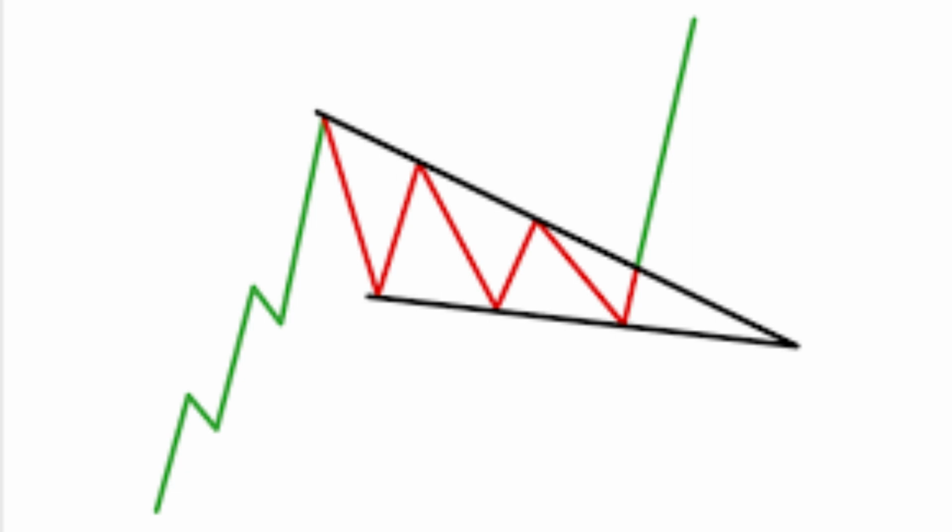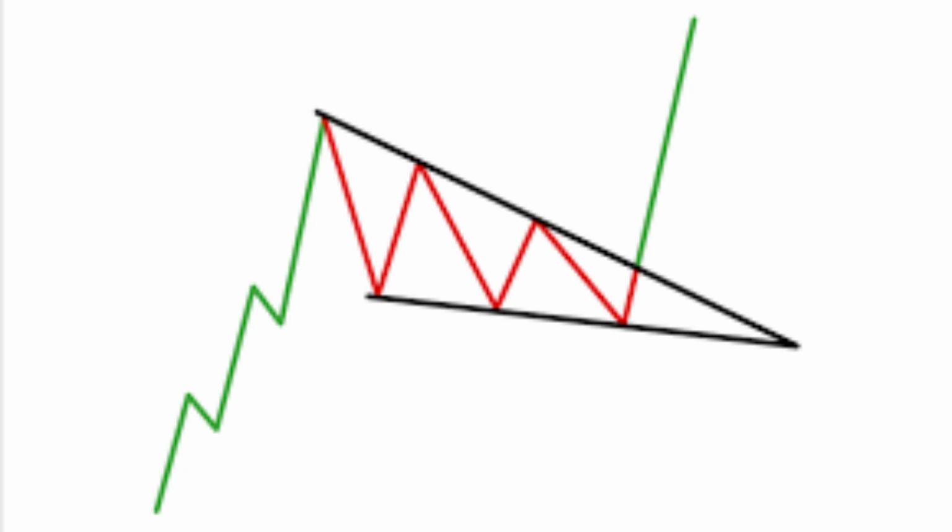Here are some key characteristics of a falling wedge pattern. Convergence: the price consolidates between the two converging trend lines, with the upper trend line sloping downward and the lower trend line sloping upward. This creates a narrowing range over time. Duration: falling wedges can take various durations to form, ranging from a few weeks to several months.